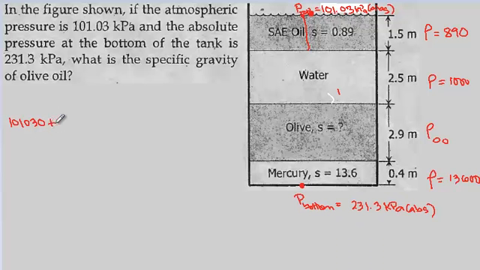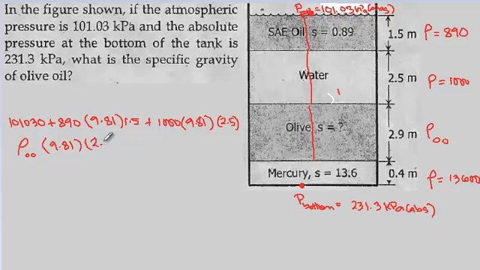As you go deeper, it increases by rho g h. The fluid here is the oil, rho is 890, times g, 9.81, times h, which is given as 1.5. Going further, the fluid is water, so 1000 times 9.81 times 2.5. Going deeper, we don't know the rho of olive oil, so that is our unknown: rho olive oil times 9.81 times the depth, 2.9.